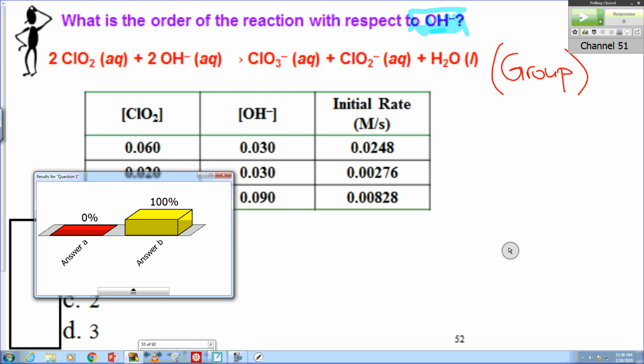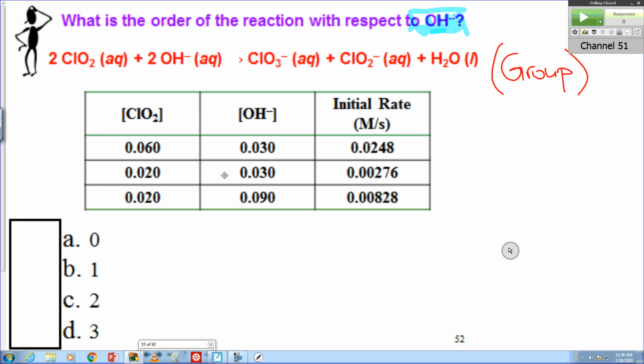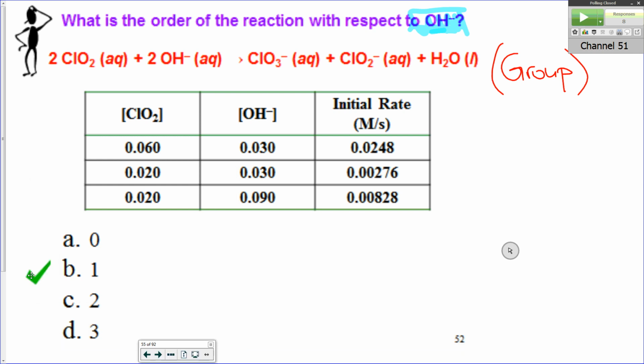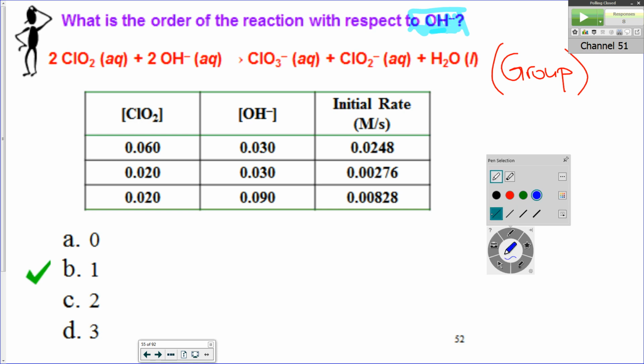Okay, so everybody went with choice B, so we either all got it right or we all bombed it. They all got it right. Okay, so how could you quickly answer that?